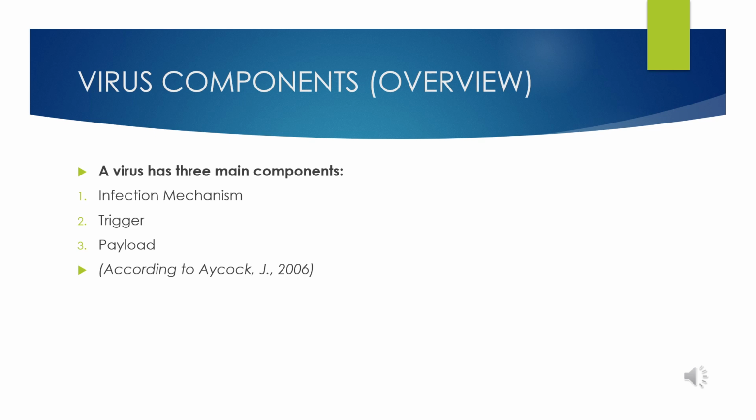A computer virus has three main components. These parts help the virus to enter, activate, and cause damage. The three components are 1. Infection mechanism, 2. Trigger, 3. Payload. Now let's explain them one by one.